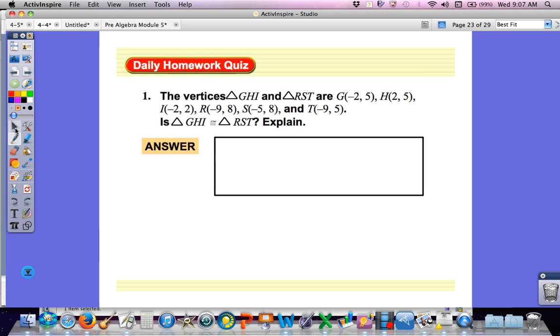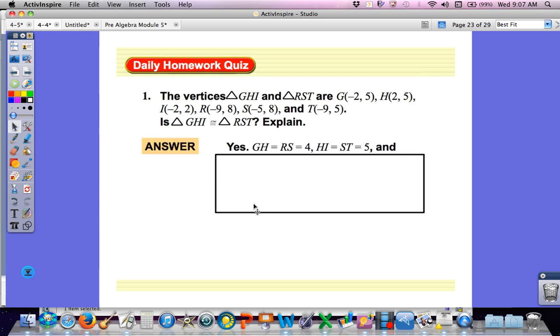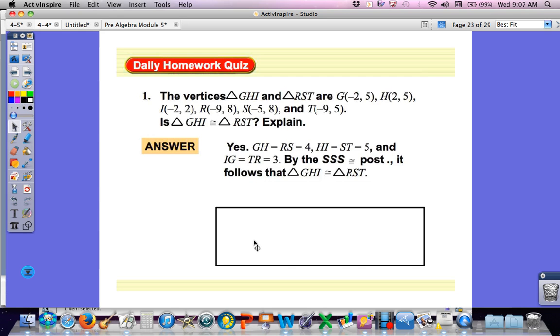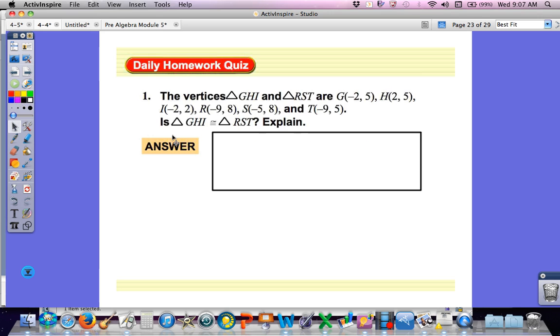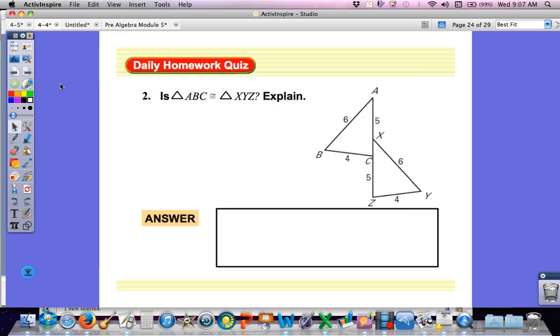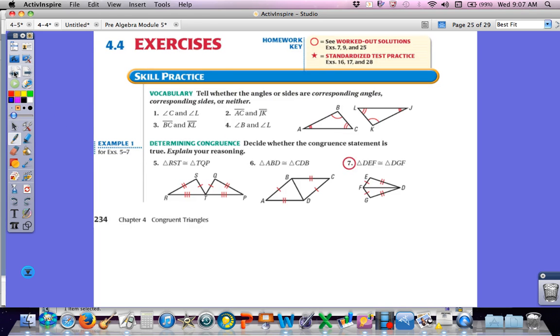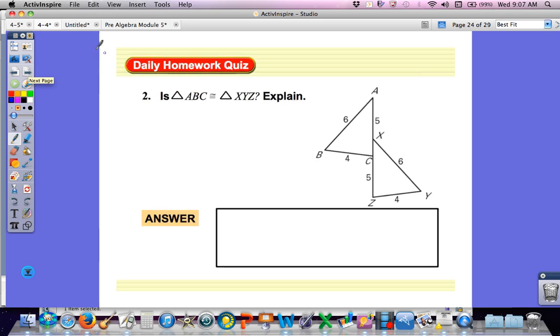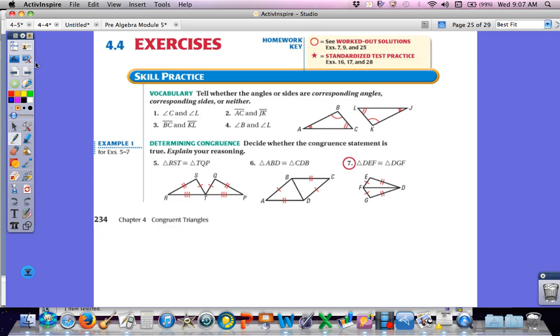And we'll go through the daily homework quiz. You would actually graph those out or find the distances between them and get that they are all the same. So side, side, side postulate. Okay. Are these equal? Explain. Okay. Looks like they would be because this overlap, if this is 5 and this is 5, they have the same overlap. And now you have your homework. Another lesson down.